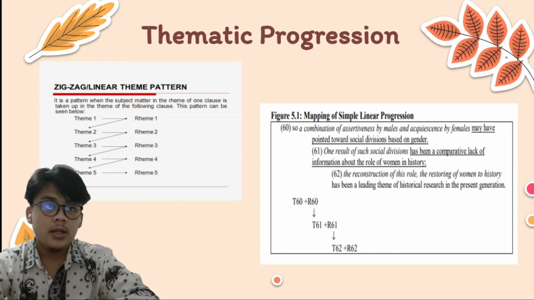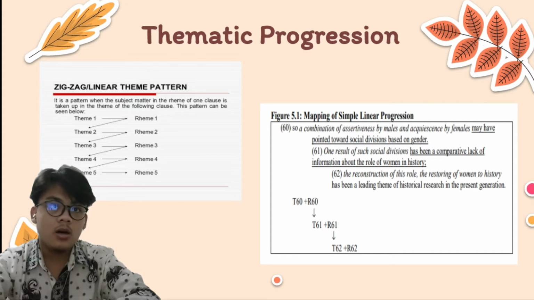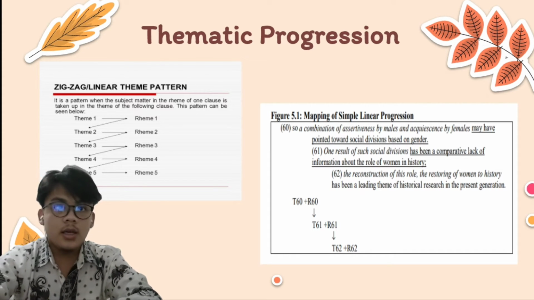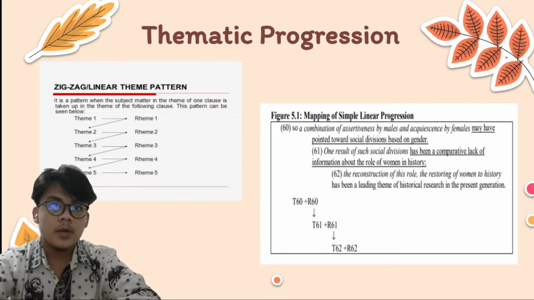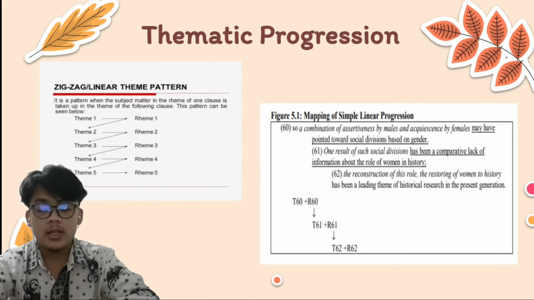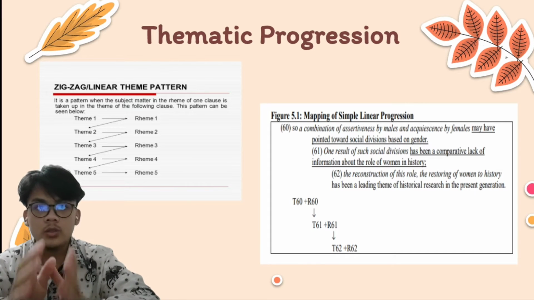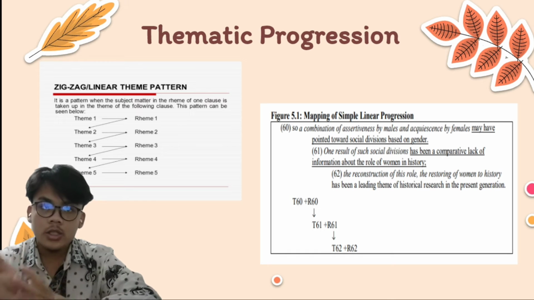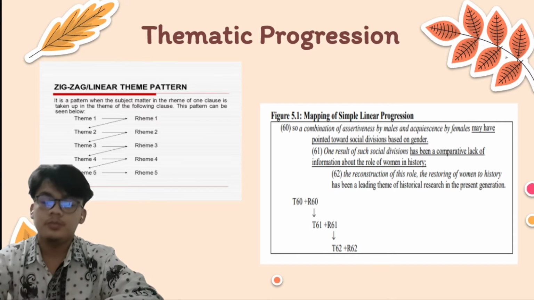This example is about the zigzag or linear theme pattern. It is a pattern where the subject matter in the rheme of one clause is taken up in the theme of the following clause. This pattern can be seen below. For example, theme 1 continues to rheme 1, and continues again to theme 2, and so on.